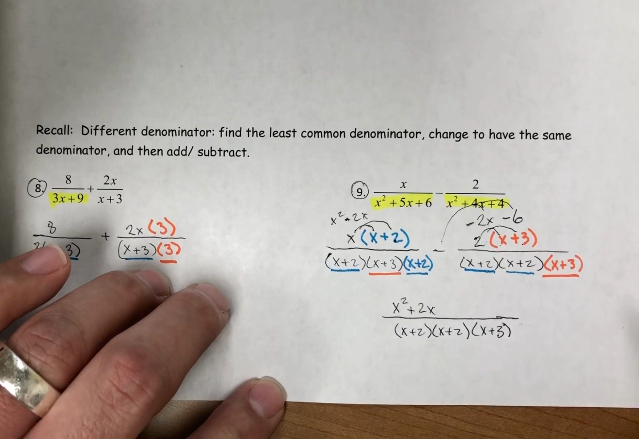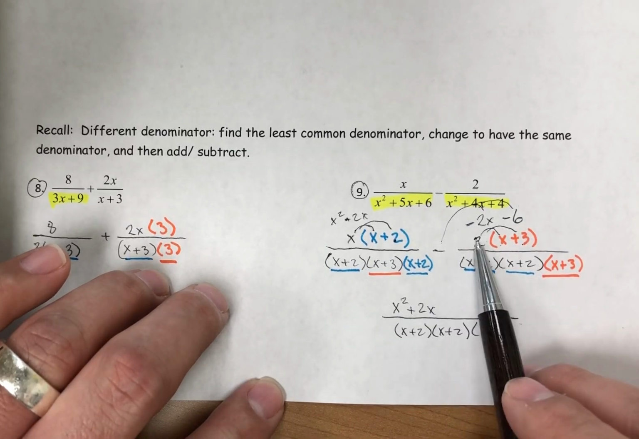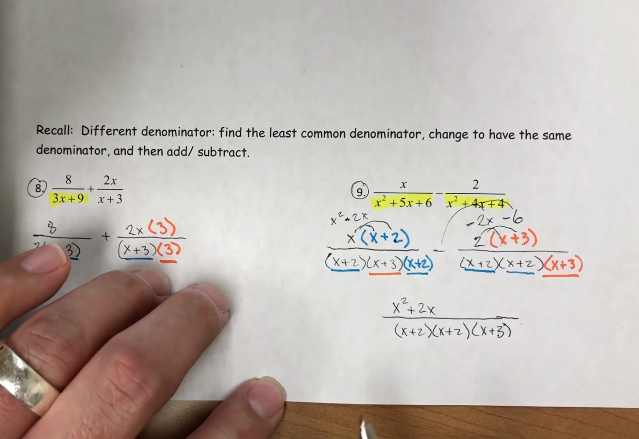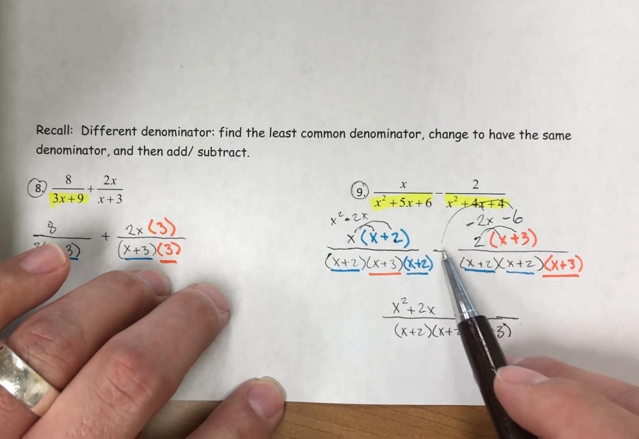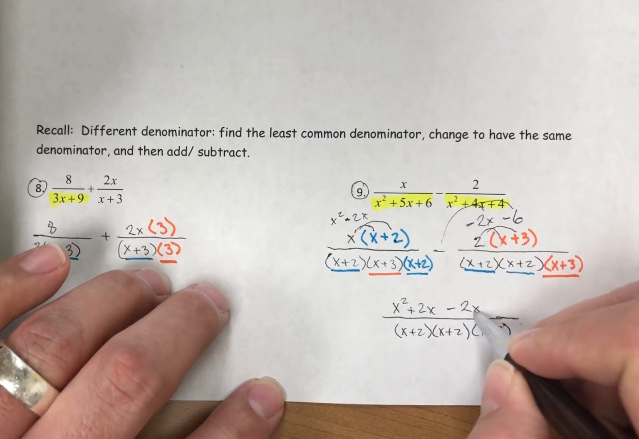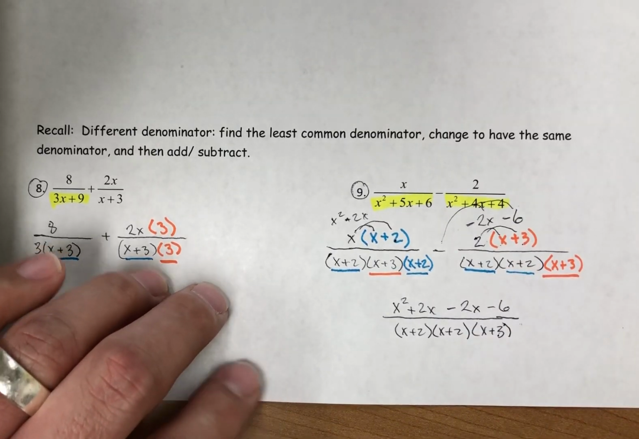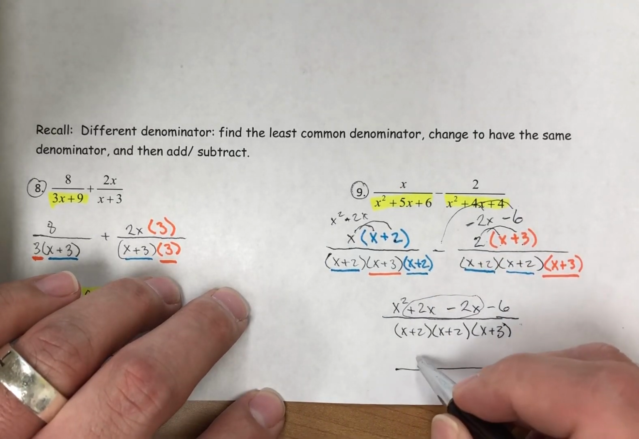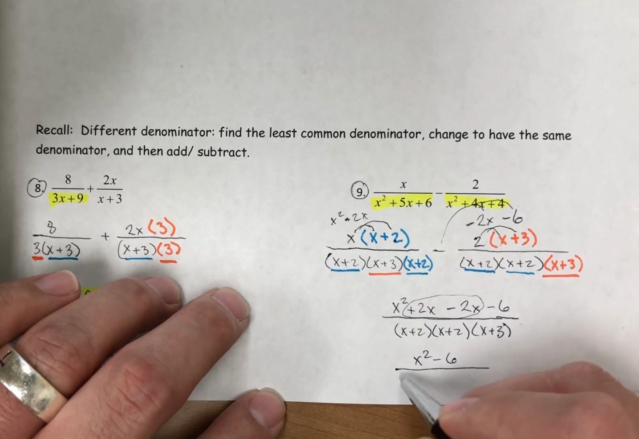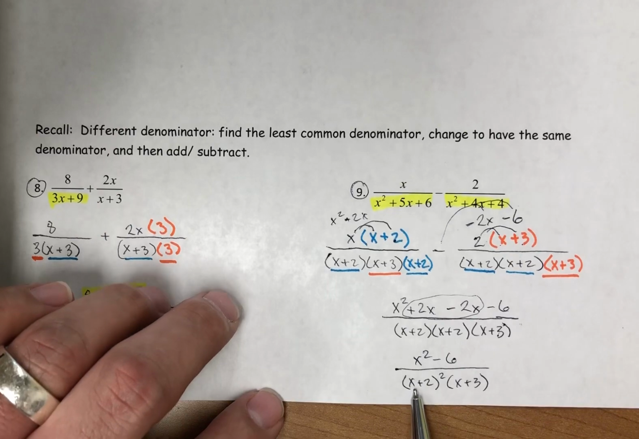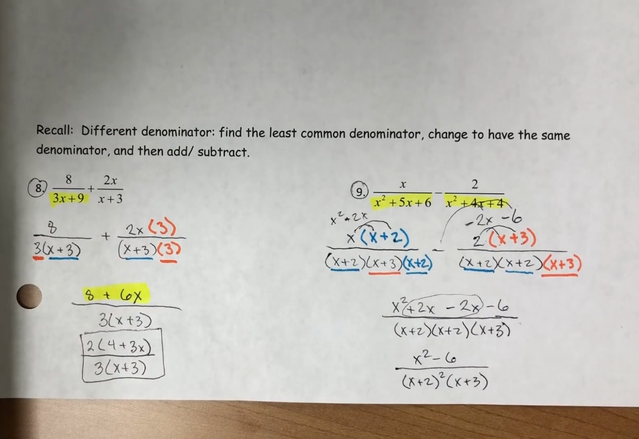Okay, so you could do it that way. Or you could simply say negative 2 times x gives me negative 2x, and negative 2 times positive 3 gives me negative 6. Okay, but this is a common mistake. If you have subtraction, you need to distribute that negative to all terms over here as well. So then I simply write those down here, and then I just combine like terms. So my two like terms are right here in the middle. So my final answer is going to be x squared minus 6 over this common denominator. We can simplify the denominator to have the factor of x plus 2 squared times x plus 3.